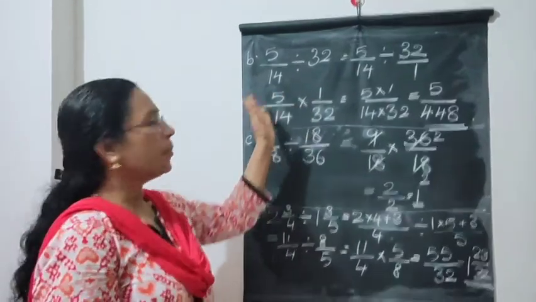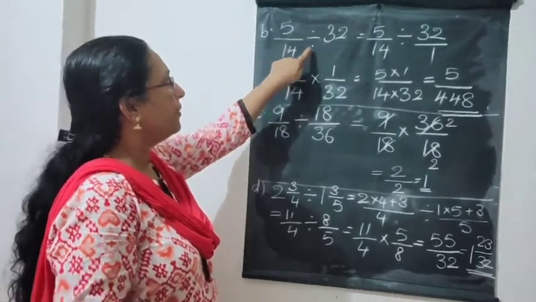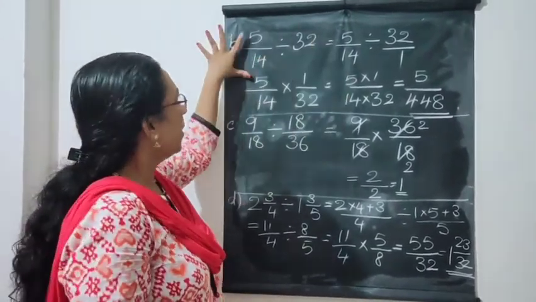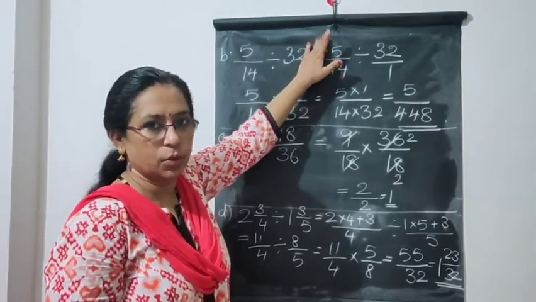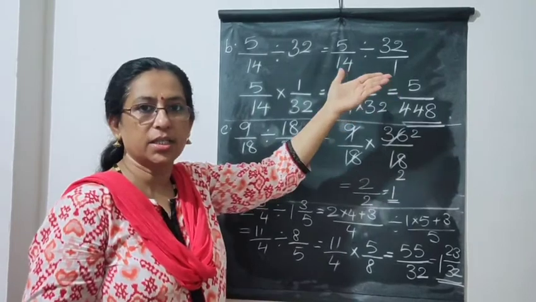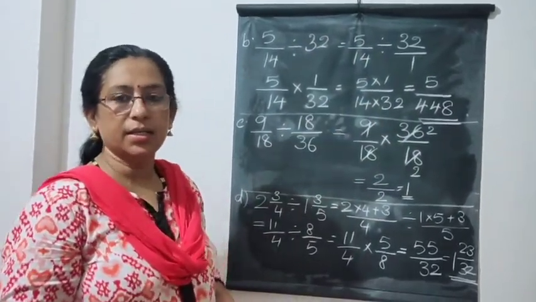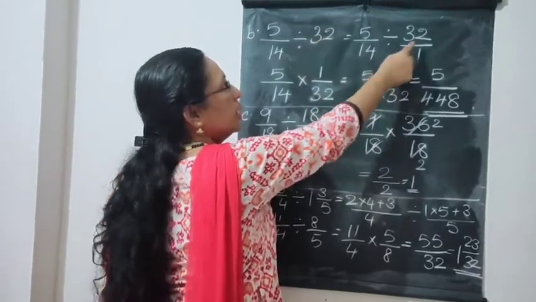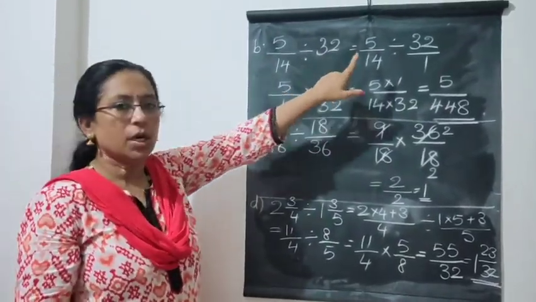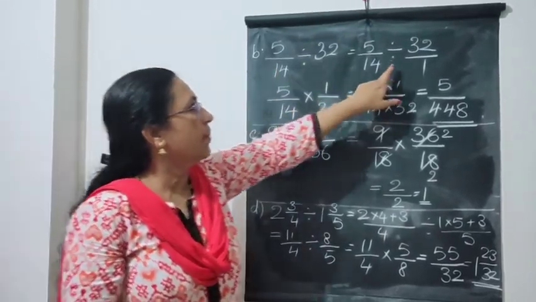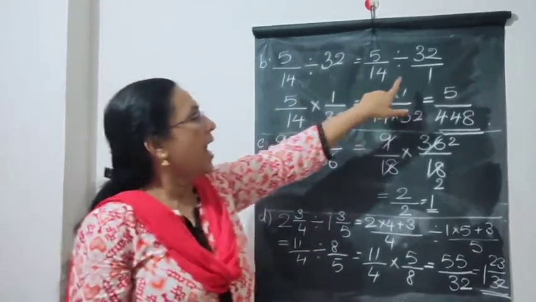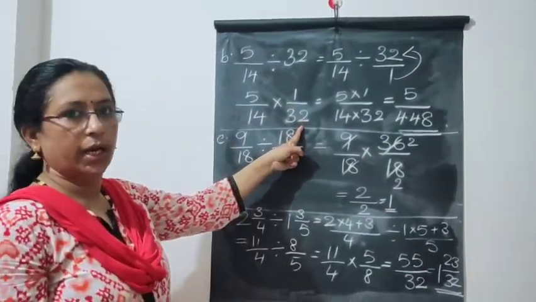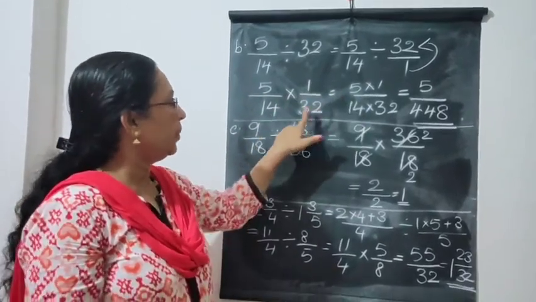Okay students, more examples. Okay, 5 by 14 divided by 32. 5 by 14 is a fraction and 32 is a whole number. So the first fraction, 5 by 14, we will not change, we write it same to same. We have to change only the second fraction's multiplicative inverse, that means we take the reciprocal for dividing. So 5 by 14 divided by 32, that means 32 by 1, because 32 is a whole number. Now again write down 5 by 14, then change the symbol, we write the multiplication symbol, and 32 by 1's reciprocal, 1 by 32.